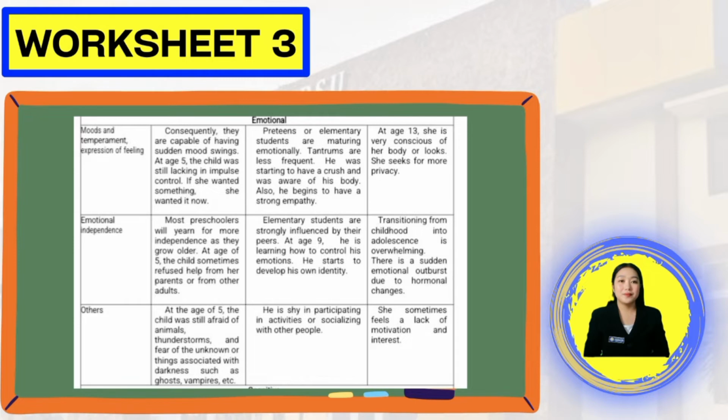Emotional. Preteens or elementary students are maturing emotionally. Tantrums are less frequent. He was starting to have a crush and was aware of his body. Also, he begins to have strong empathy. Elementary students are strongly influenced by their peers. At age 9, he is learning how to control his emotions. He starts to develop his own identity. He is shy in participating in activities or socializing with other people.